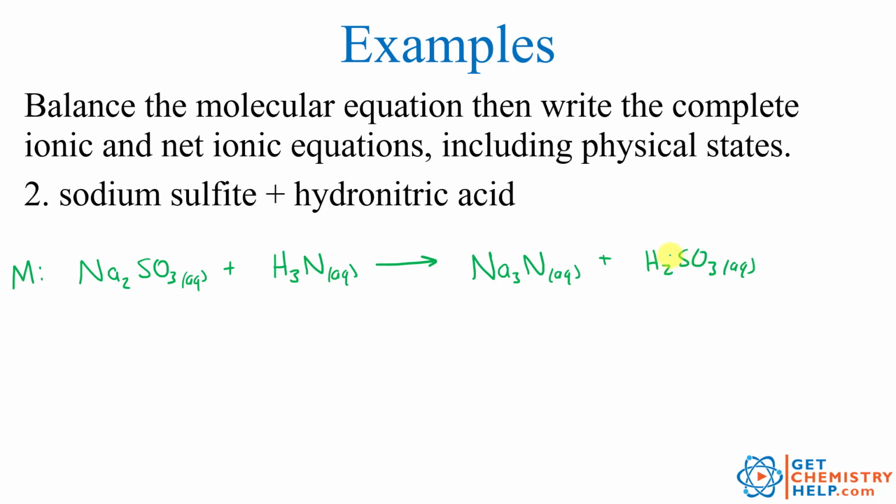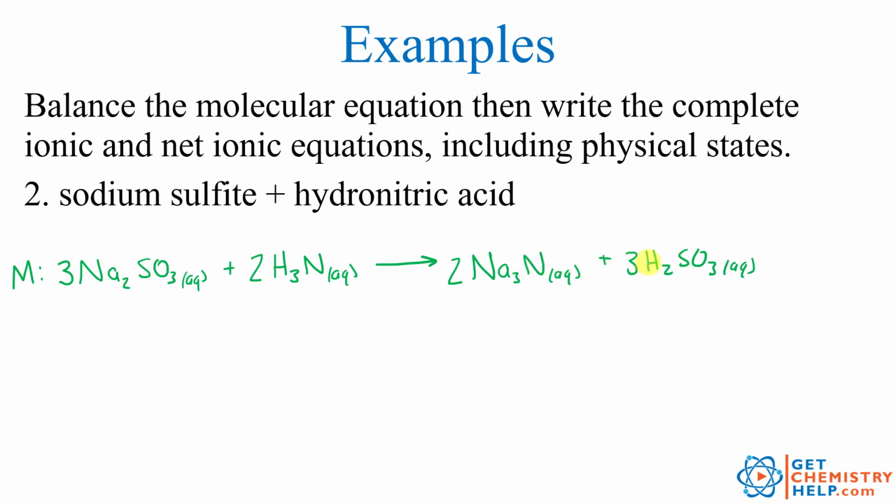So let's look here and see we've got 2 sodiums on the left, 3 sodiums on the right. So we'll balance those out, make those both 6. So we'll put a 3 in front of this and a 2 in front of this. Now we've got 3 sulfites on the left, so I'll make this 3 sulfites on the right side. Then we've got 3 hydrogens here, but 3 times 2, 6 here, so I'll put a 2 here. Now we've got 2 nitrides and 2 nitrides, so we're balanced.